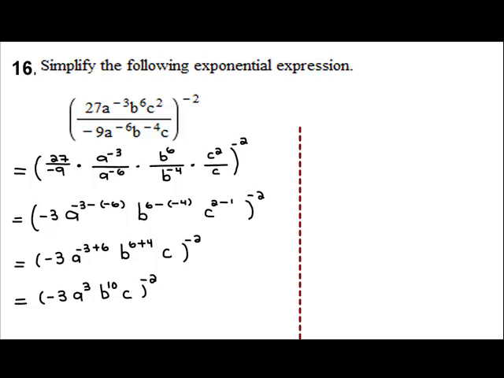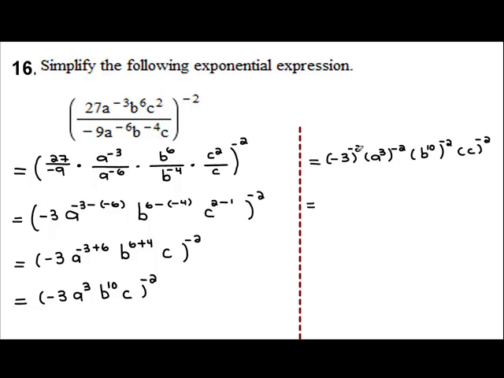Now when we have a power, the power is going to be affecting all the bases that we have inside the parentheses. So the first one is -3 raised to the -2 power. Then we have a cubed raised to the -2 power. Then we have b to the 10 raised to the -2. And then we have c to the -2 power.